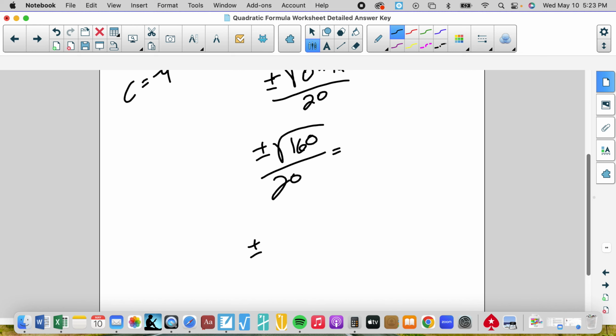So 160 can be broken into rad 16, rad 10. And why did I pick 16? Because it's a perfect square.